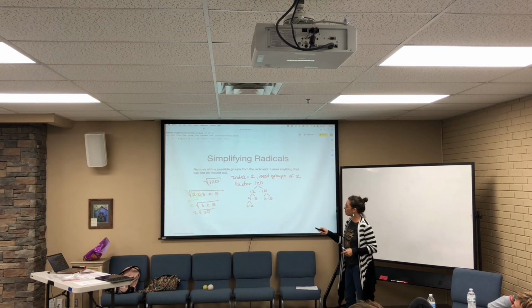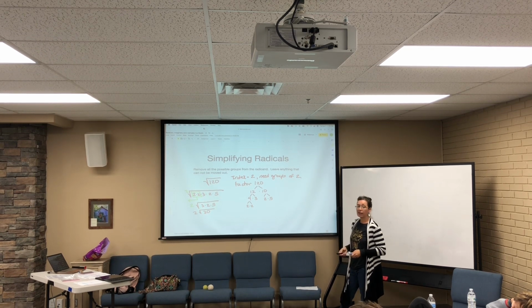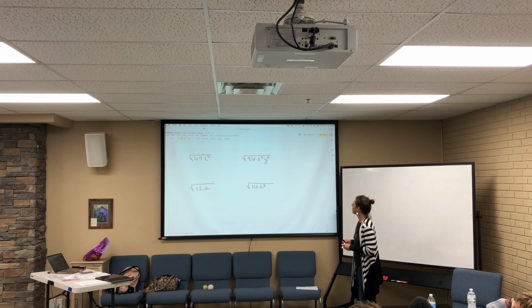I needed a group of 2, so here was my group of 2, and it escapes. It's the only part that can escape. So I have this 2 on the outside, and now everything that couldn't escape just stays underneath. So we get 2 square roots of 30, and that would be fully factored for a simplification for that one. So let's do this one.